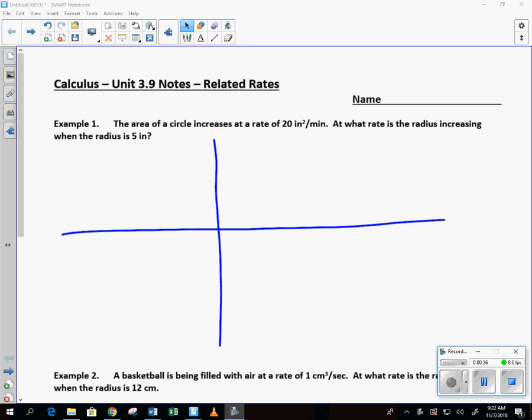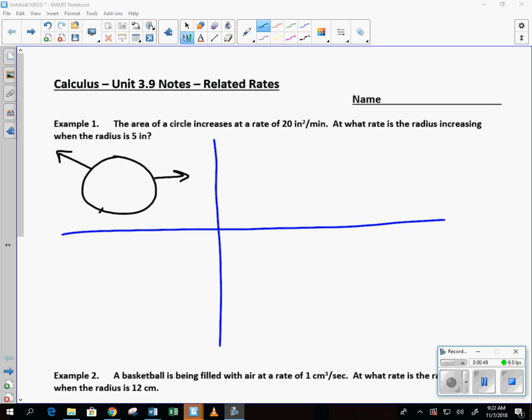Well, I'm just going to draw a picture here, okay? It's a circle. I practice at home every night drawing circles, okay? And it looks like the circle is getting bigger. Are we all okay with that?